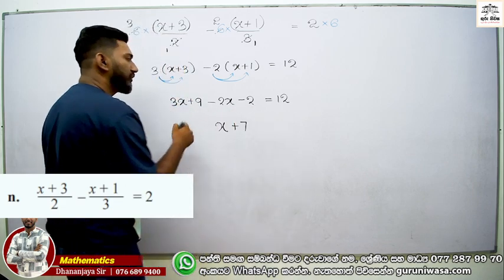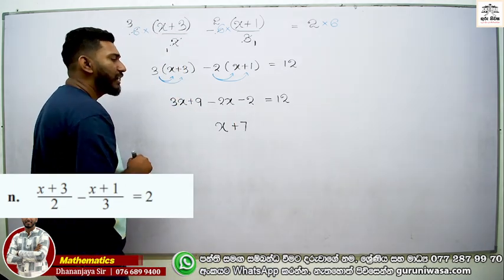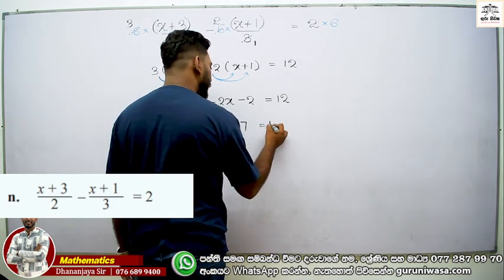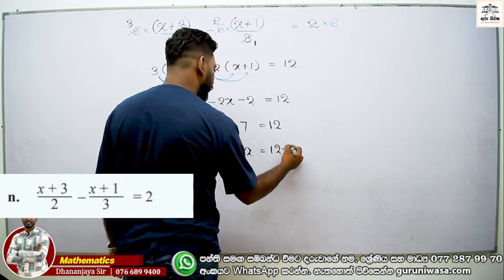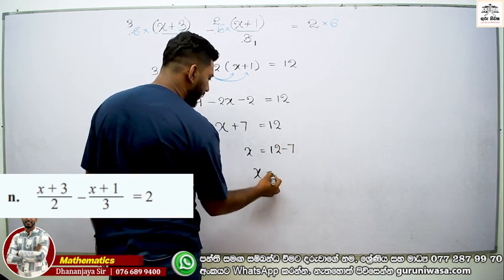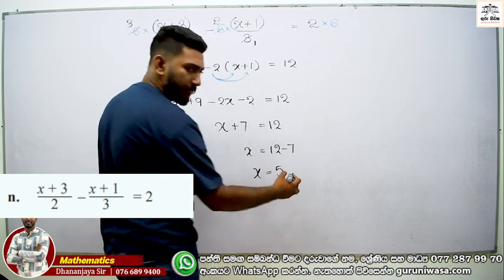Different signs, you are going to subtract, and the greater sign should be the answer. Now x plus 7 equals 12, and plus 7 goes to the other side. It should be a minus. Finally, x equals 5.